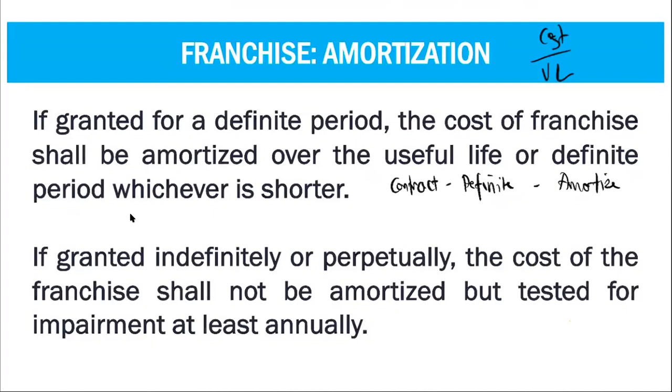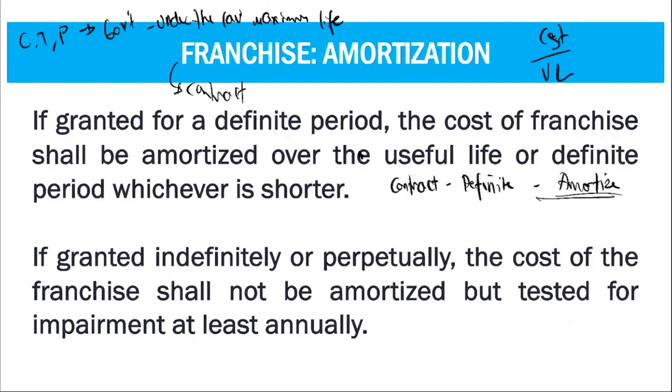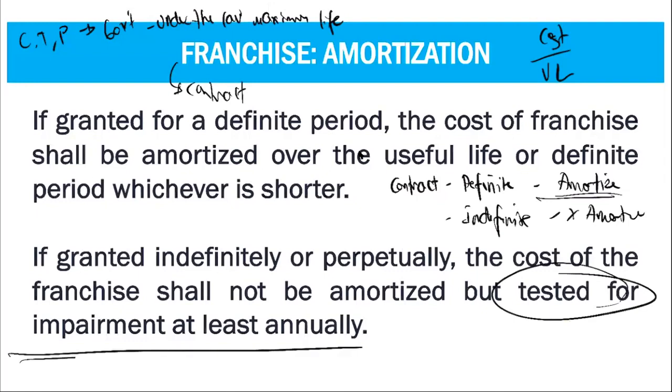Sir, don't we have a legal life? No, because unlike your copyrights, trademarks, and patent, this three comes from the government. And the government, under our law, there is a maximum life of a particular intangible asset. But this franchise, take note, this is based on a contract. So on your contract, if ever it is definite, you will amortize. But if the contract is indefinite, no amortization, but always tested for impairment.